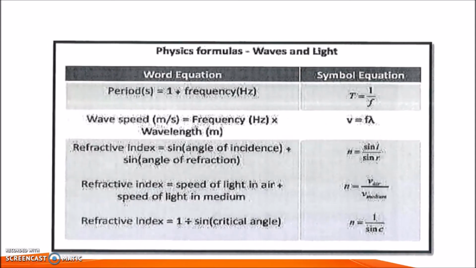The next one is about waves and light. You have period, which is 1 over frequency. And then the wave equation, v = f lambda. And then the other three have to do with refractive index. So altogether, you have 3 equations for you to calculate refractive index.